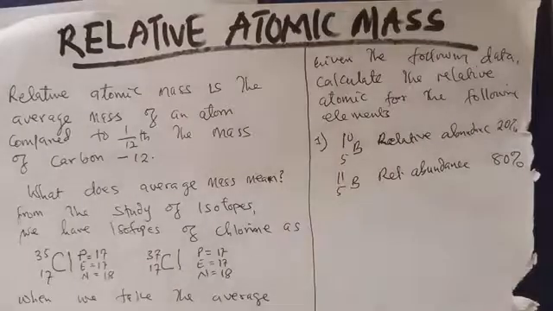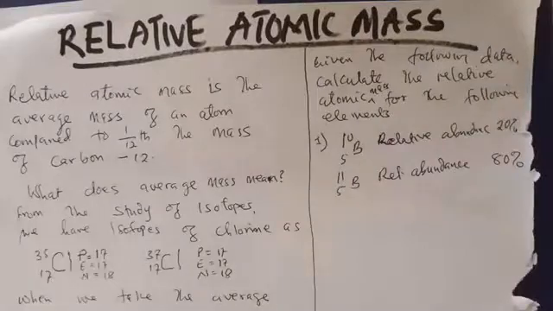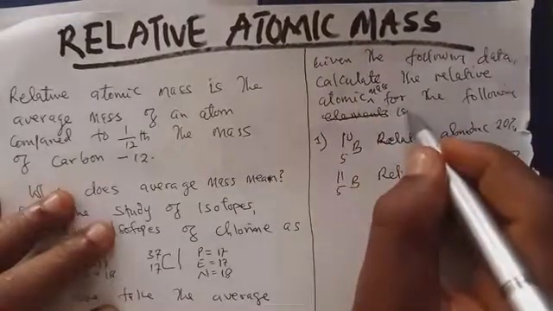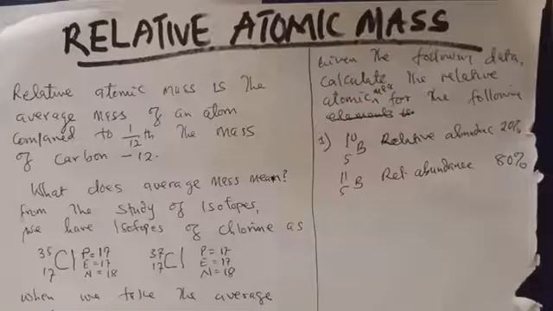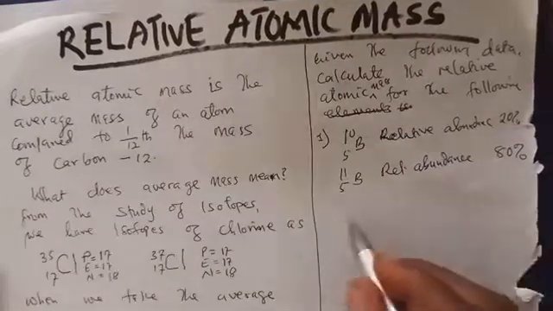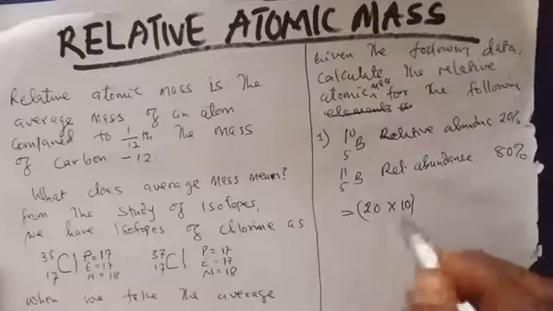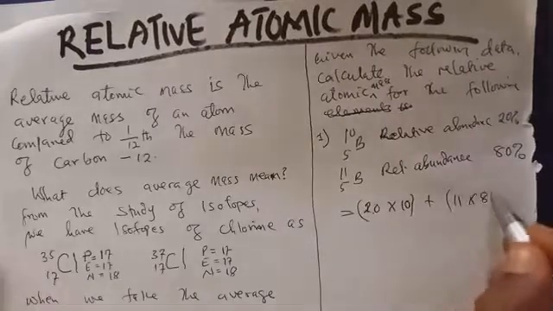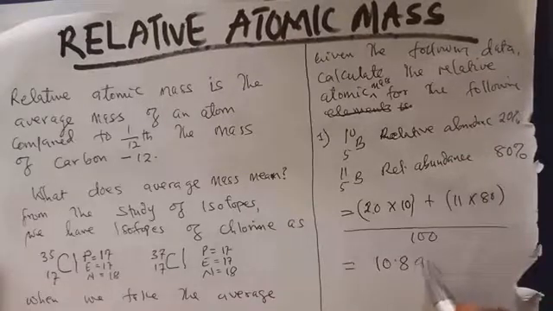Now do the following. Given the following isotopes, calculate the relative atomic mass. We have boron-10 with atomic number 5, relative abundance of 20%, and boron-11 with relative abundance of 80%. Do it quickly. If you do correctly, you're supposed to get 10.8. How do you arrive at that? It's going to be 20 times 10 plus 80 times 11, divided by 100. And that should give you 10.8.